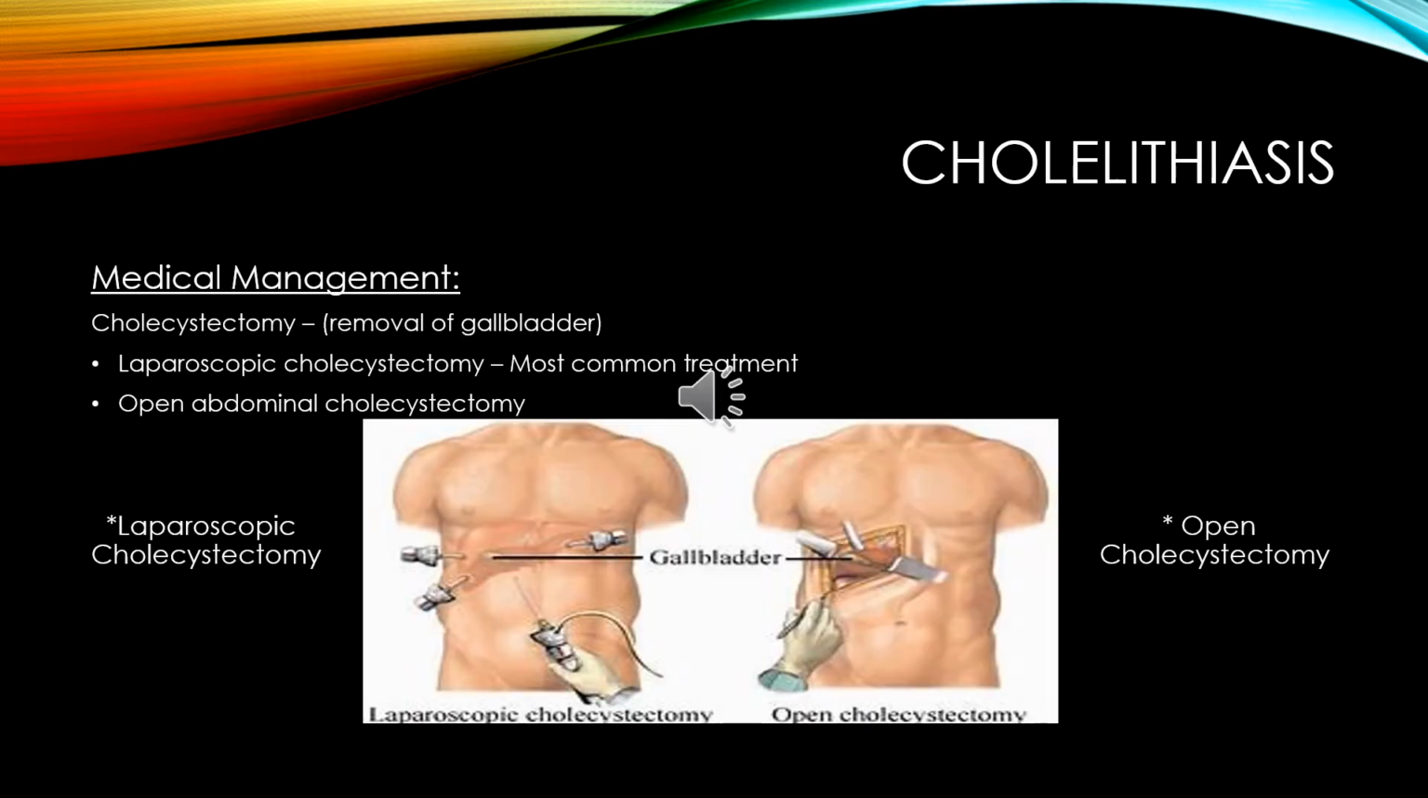Okay, a cholecystectomy is the actual removal of your gallbladder, and that can be done two different ways. One is a lap chole, which is just short for laparoscopic cholecystectomy, and that is actually the most common kind of removal. The other is an open abdominal cholecystectomy, and it's not used as much, but it is sometimes used for removal.